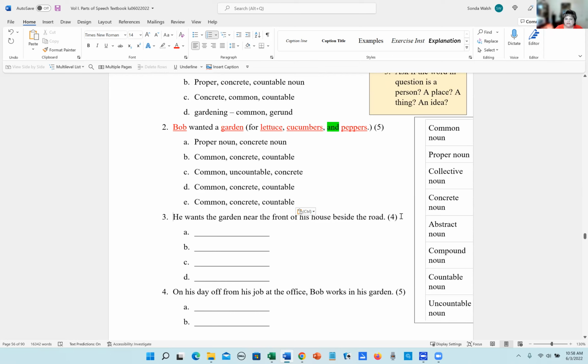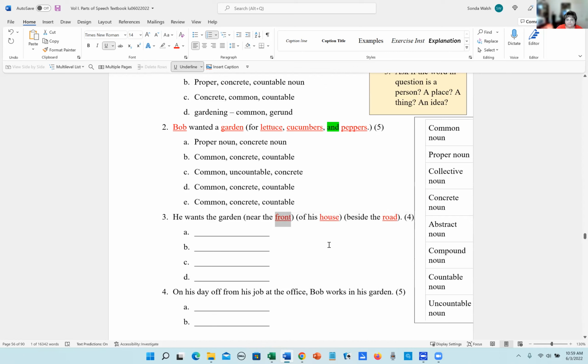And this parenthesis tells us there are four nouns in this sentence. So the first thing we have to do is we find our prepositional phrases. So I know near the front is a prepositional phrase. Of his house is a prepositional phrase. And beside the road is a prepositional phrase. All right, and then we just go through here and we say, if it ends the prepositional phrase, it has to be a noun or a pronoun. And we know it's not a pronoun because we studied those last time. So there we have three prepositional phrases.